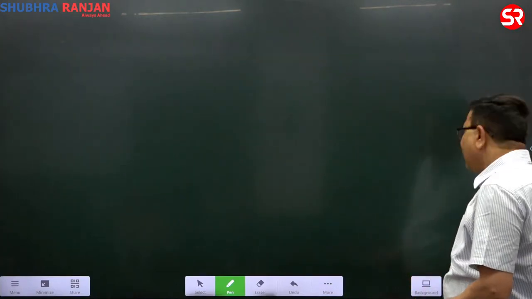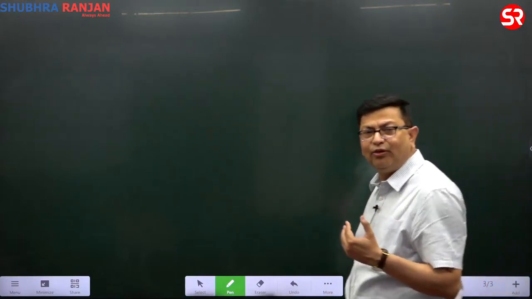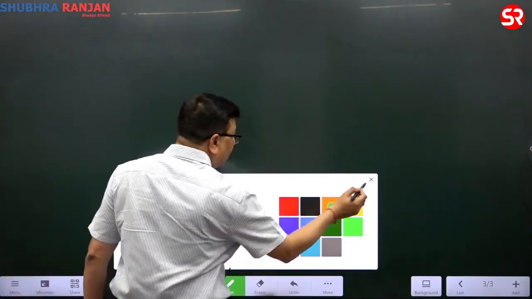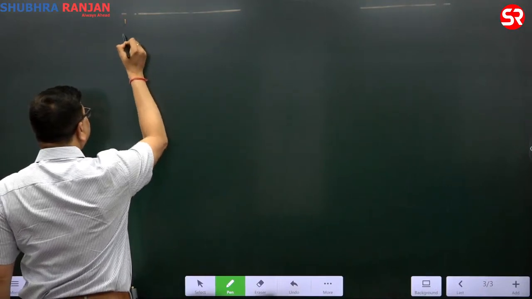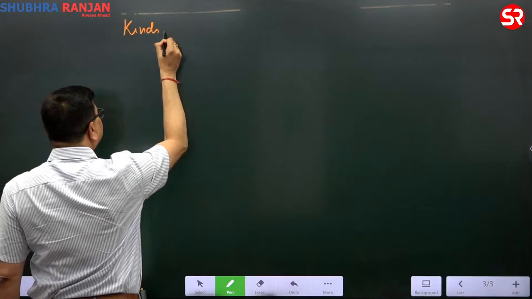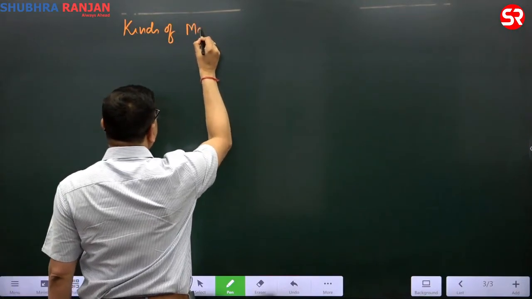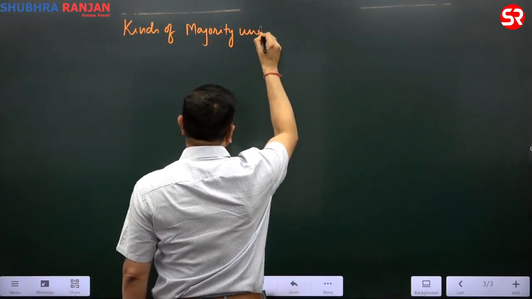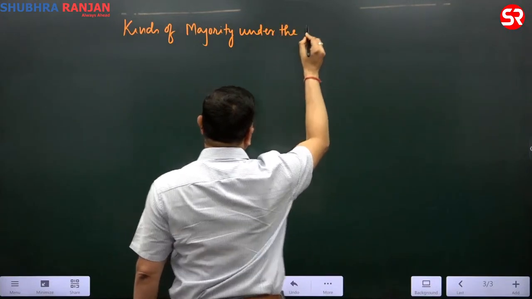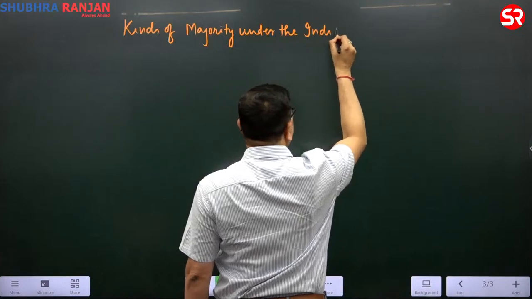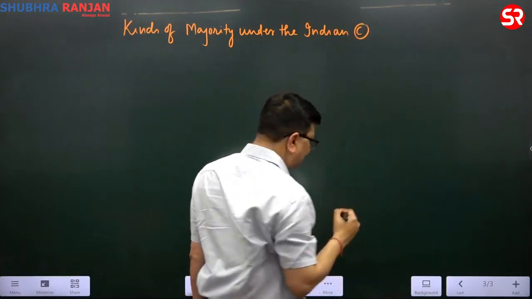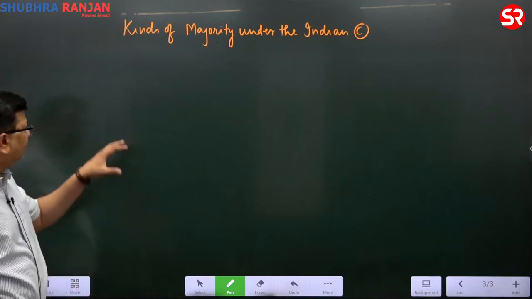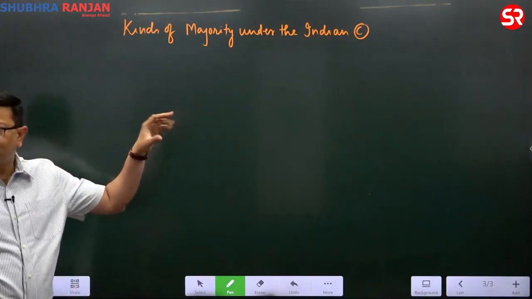Now coming to another basic thing that we need to know before we proceed, it is the types of majority under the Constitution. Kinds of majority under the Indian Constitution.